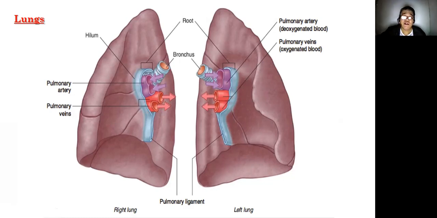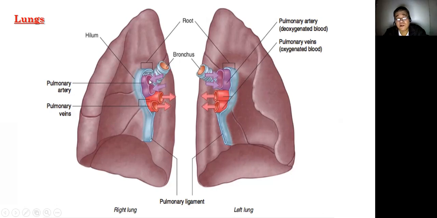If we look at the mediastinal surface of the left lung and right lung, the area where the bronchus, the pulmonary artery and vein enter the lung, this area here, is known as the hilum.